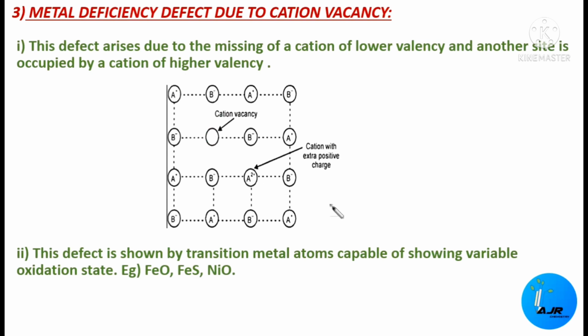Understood, students? Let me explain with an example, that is FeO, ferrous oxide. In FeO, what happens is the Fe2+ cations are missing. So the loss of the positive charge is neutralized by the presence of the required number of Fe3+ ions. Here extra positive cation is occupying one of the vacancies, and obviously in order to maintain the neutrality, one more cation has to be removed so that there will be a vacancy created due to cation vacancy. This defect is shown by the transition metal atoms capable of showing variable oxidation states, for example FeO, FeS, NiO, etc.